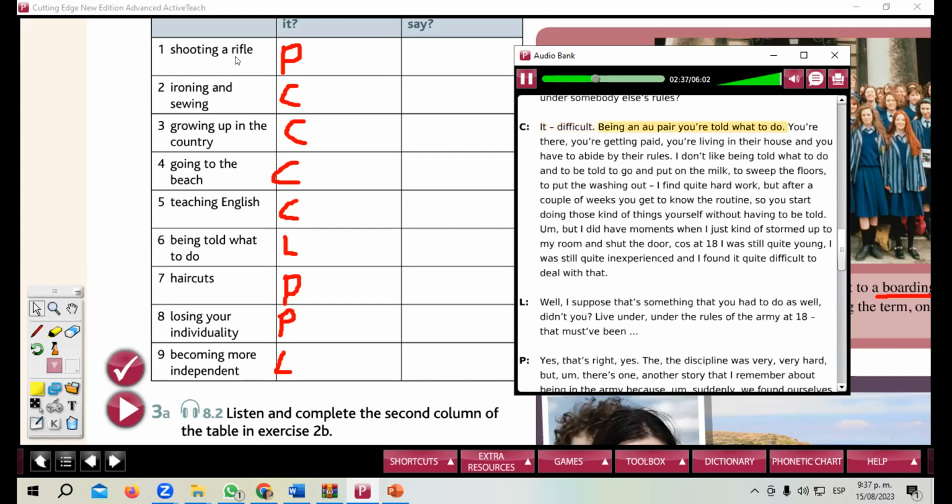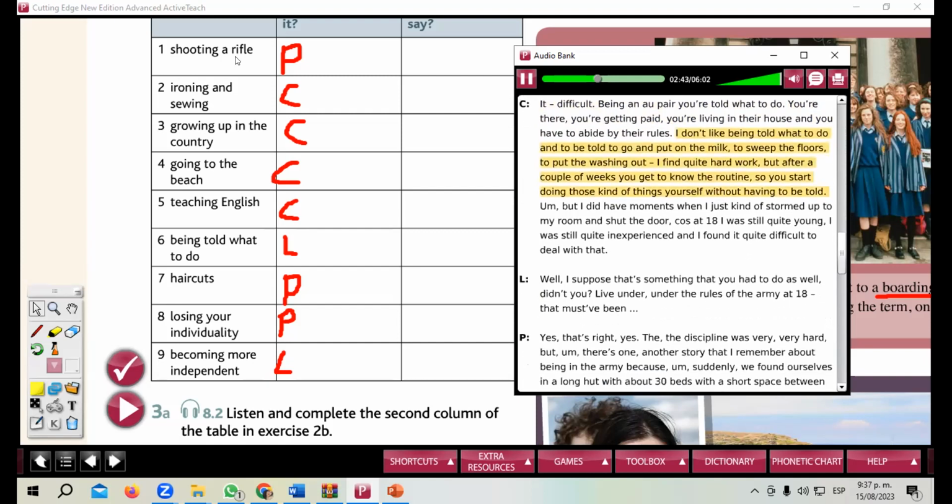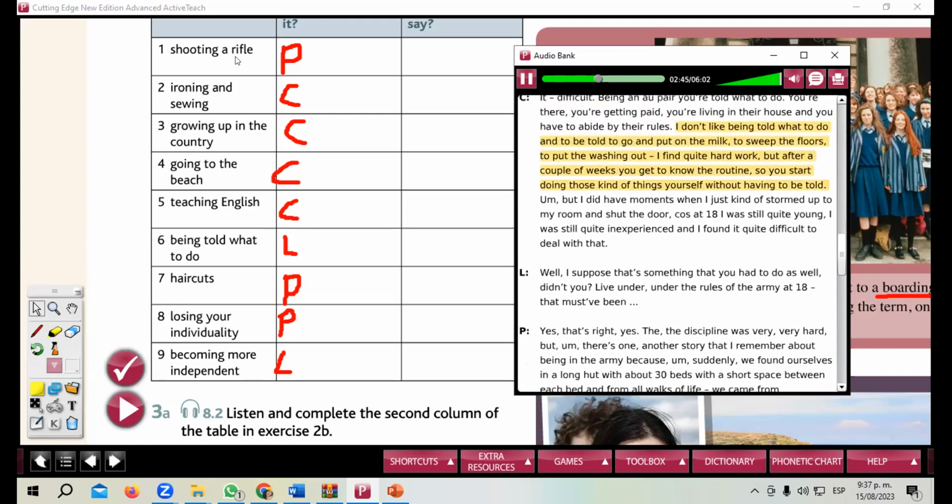Difficult. Being an au pair, you're told what to do. You're there, you're getting paid, you're living in their house, and you have to abide by their rules. I don't like being told what to do, and to be told to go and put on the milk, to sweep the floor, to put the washing out, I find quite hard work. But after a couple of weeks, you get to know the routine, so you start doing those kind of things yourself without having to be told.